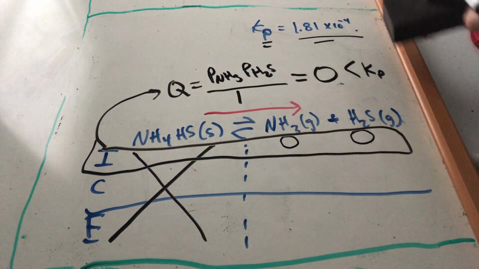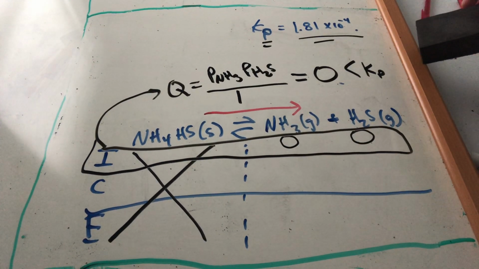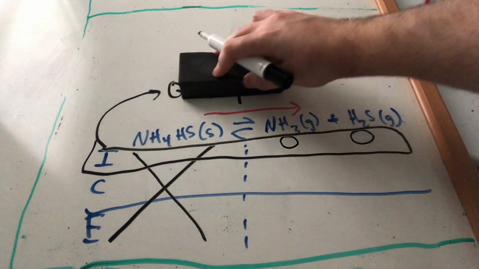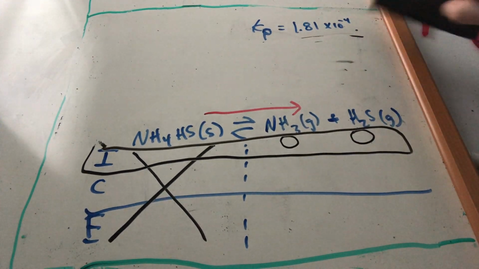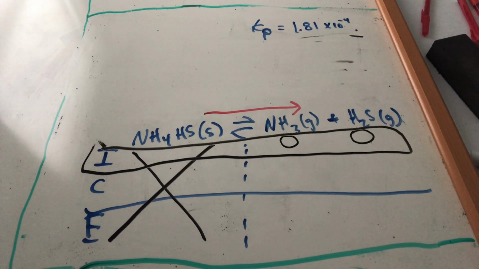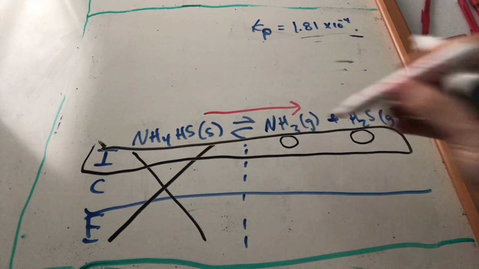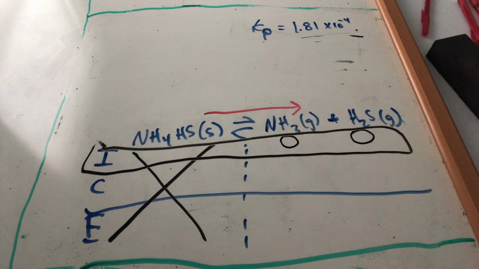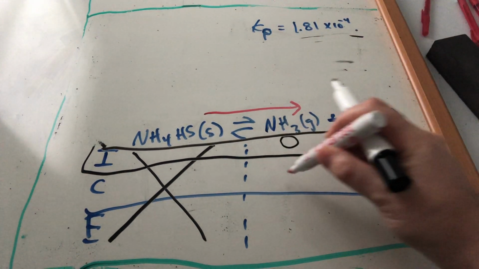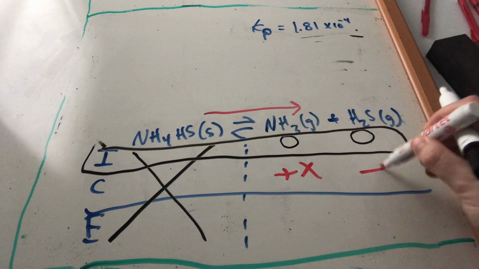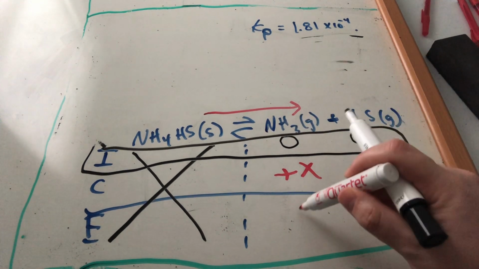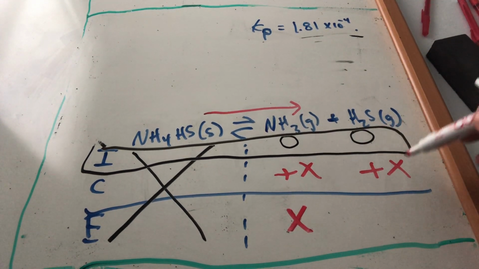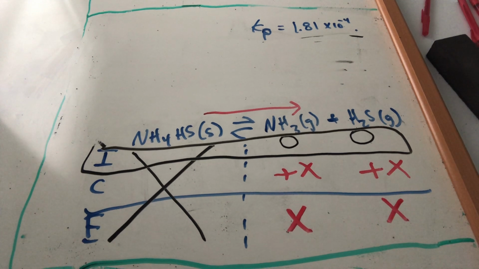The I information we use to figure out Q versus K. Q is less than K. That's the way we're moving, towards the products. So now I know how to fill out my C, all right? This has a stoichiometric coefficient of 1, and this is a stoichiometric coefficient of 1. We're moving this way, so I'm going to get a plus X here and a plus X here. So then how do we get the E information? I plus C equals E.